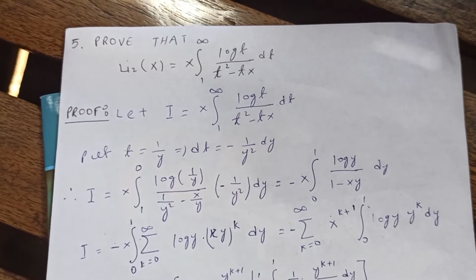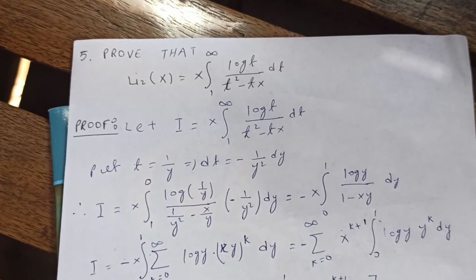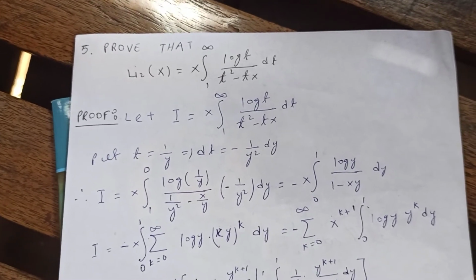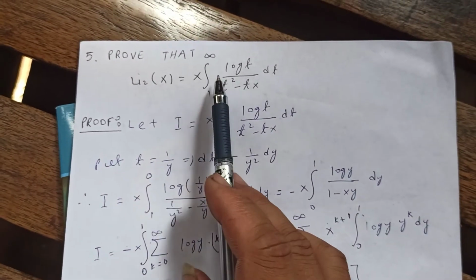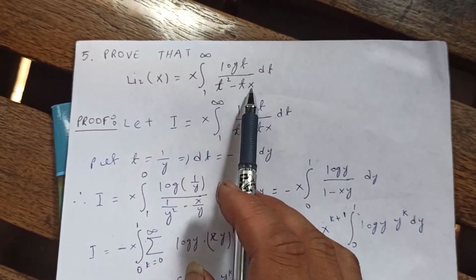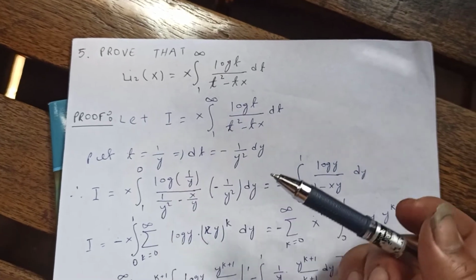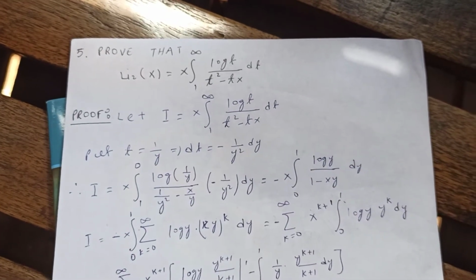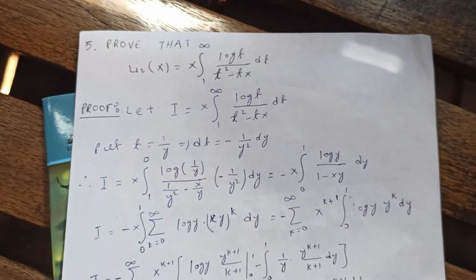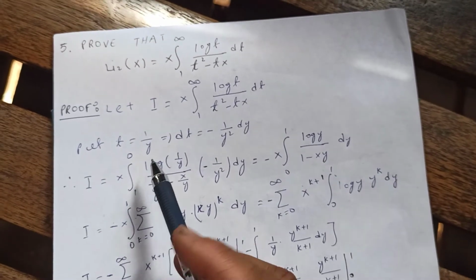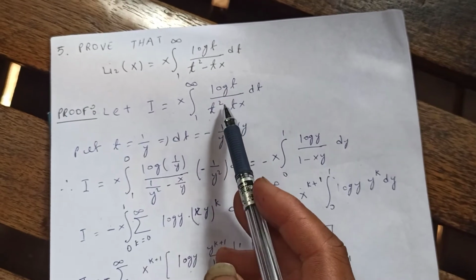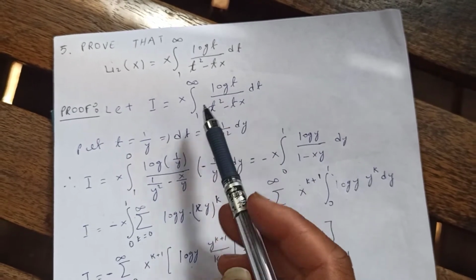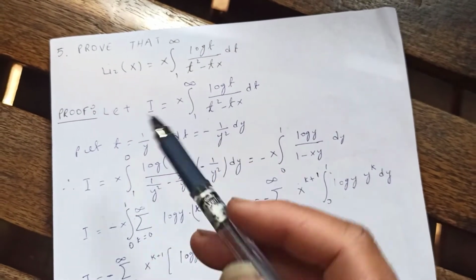Let's try to prove another integral representation of the dilogarithm. Li₂(x) is equal to x times the integral from 1 to infinity of log t upon (t² − x) dt. This is another representation of the dilogarithm. Now let our integral I be x times the integral from 1 to infinity of log t upon (t² − x) dt, right? Then it's our right hand side.